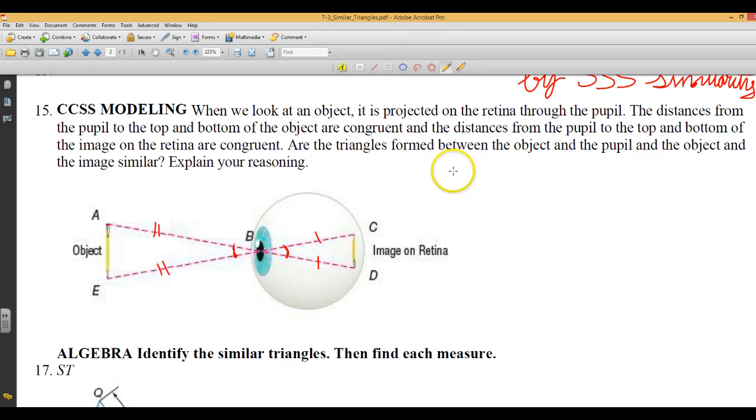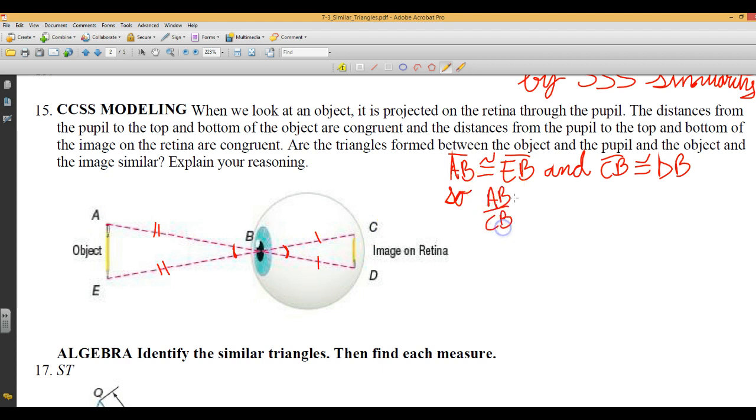So we can say that AB is congruent to EB, and CB is congruent to DB, so that means that the ratio of AB to CB will be equal to the ratio of EB to DB. And we also know that angle ABE and CBD are congruent because vertical angles are congruent.